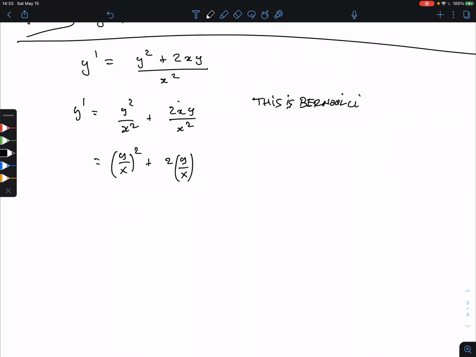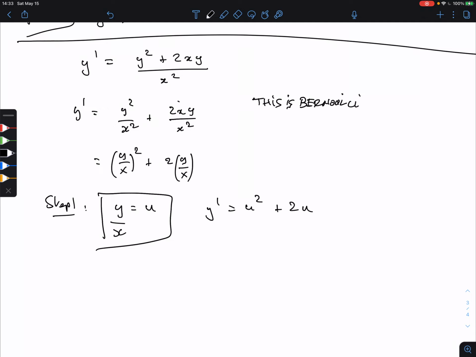So for something like this, step 1 is simply, you take y over x and call that a new function, u. So you replace the y over x by u, of course, u depending on x. So we get y prime is u squared plus 2u. And of course, now what you get is actually here a Bernoulli. So you now can do the Bernoulli thing.